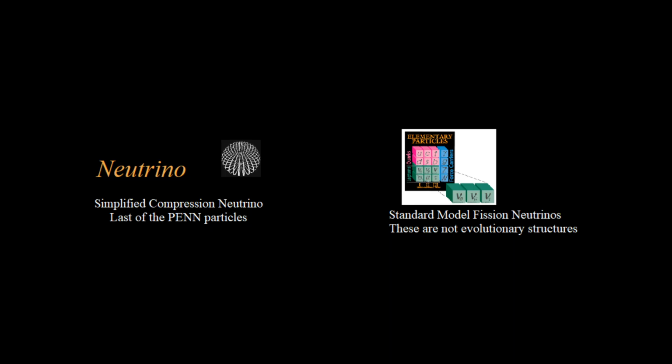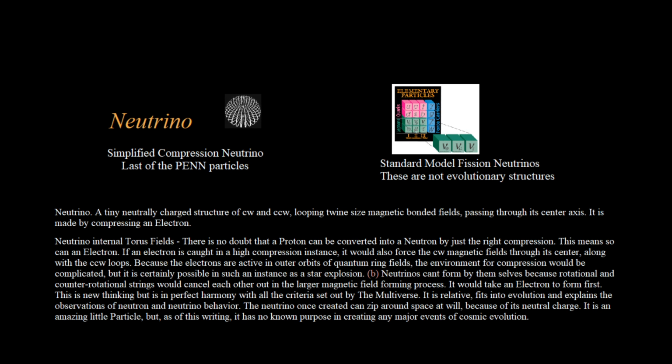Neutrino. Simplified compression neutrino. Last of the pen particles. Standard model fission neutrinos. These are not evolutionary structures. Neutrino. A tiny neutrally charged structure of CW and CCW looping twine-size magnetic bonded fields passing through its center axis. It is made by compressing an electron. Neutrino internal torus fields. There is no doubt that a proton can be converted into a neutron by just the right compression.